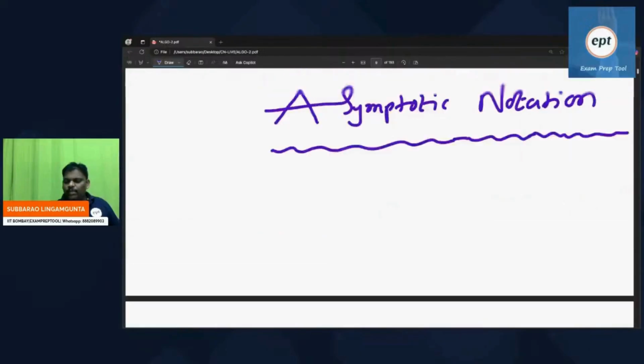Which is nothing but big O, omega, theta. Asymptotic notation is the topic name. Big O, omega, theta, that is right. We are going to discuss about these three things.